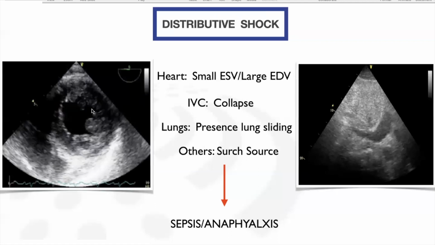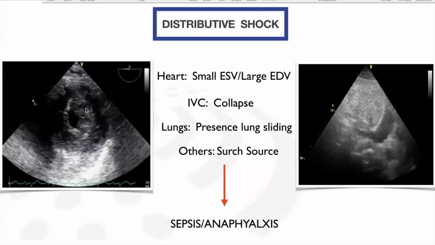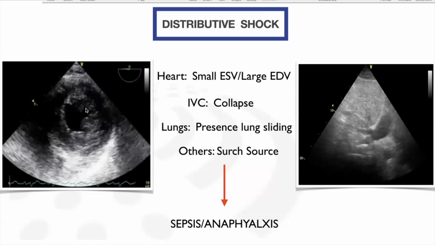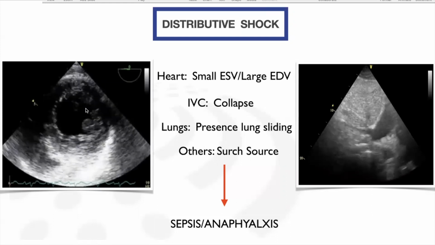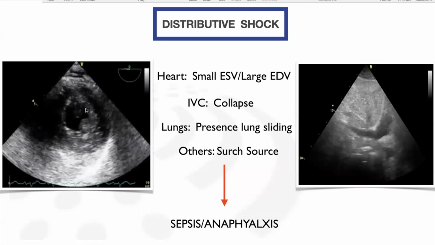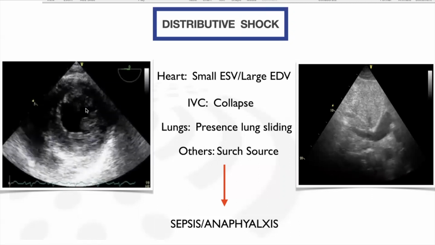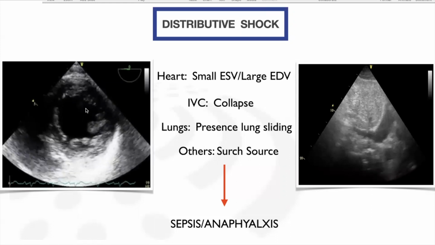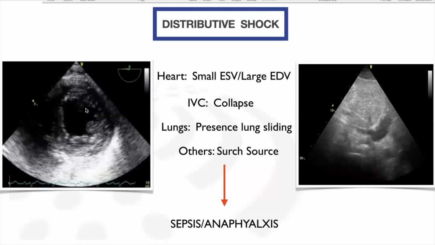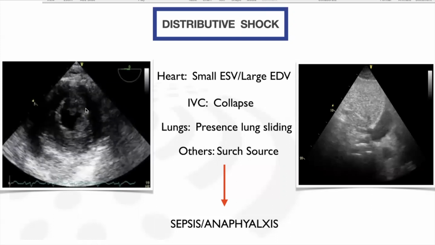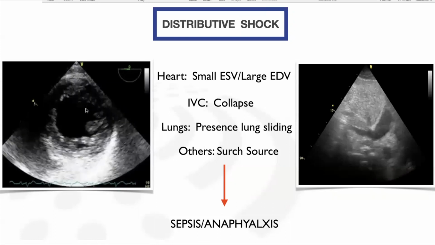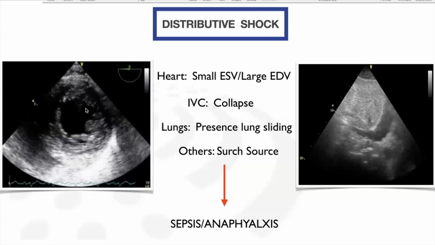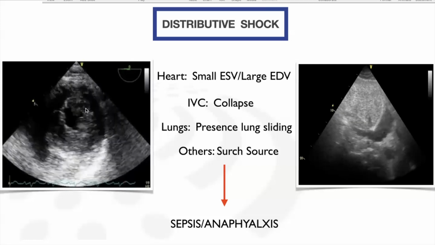Okay, distributive shock. This is probably a bit difficult to diagnose, whereby you can see on the short axis parasternal view that the heart may have either a small end systolic volume or a large end diastolic volume. Slightly hyperkinetic. So in this short axis parasternal view, there's a large end diastolic volume and small end systolic volume. IVC is kissing.